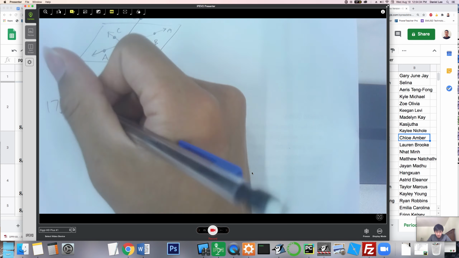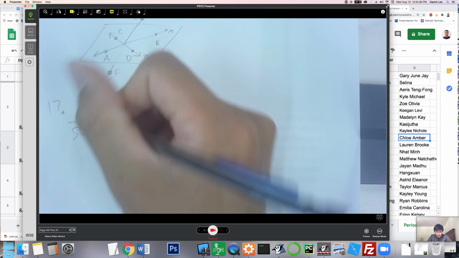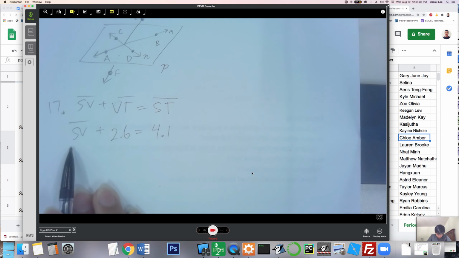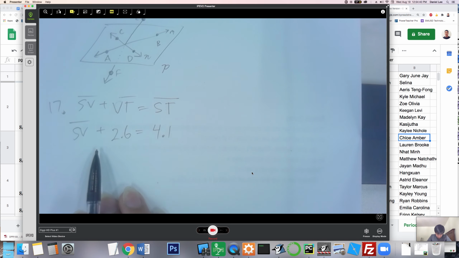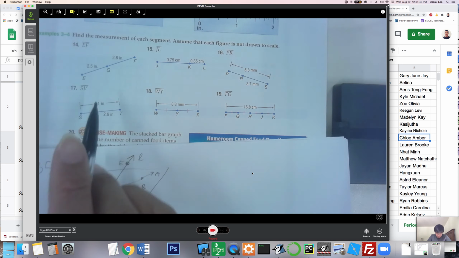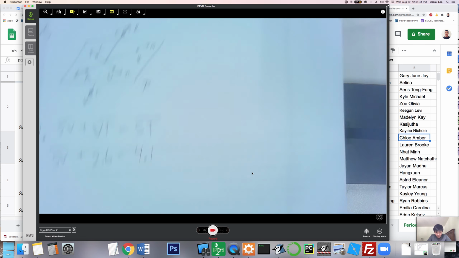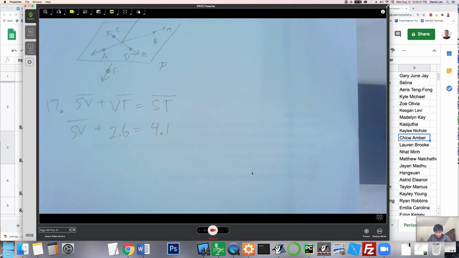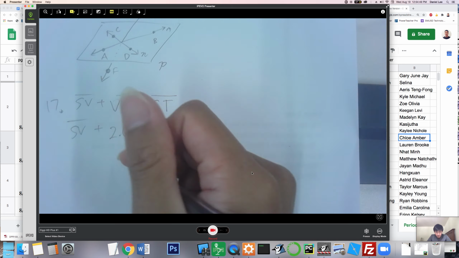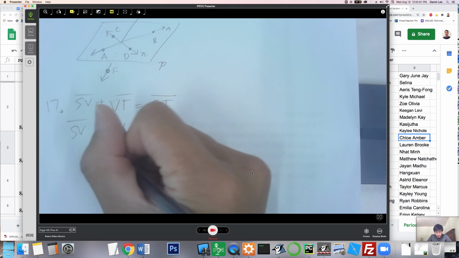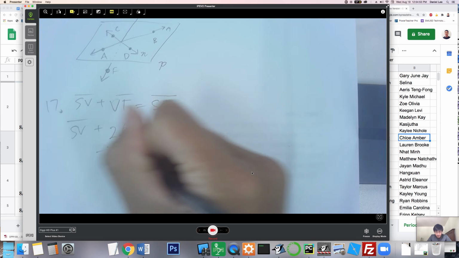Okay, and then I'll go ahead and finish up the equation. And we could see that we just have one variable, right? One unknown, and that's the value of SV. And that's actually what we want to find out, right? That's what the question is asking us. So we can go ahead and solve for SV, right? And we can subtract 2.6 from both sides. So minus 2.6, minus 2.6.